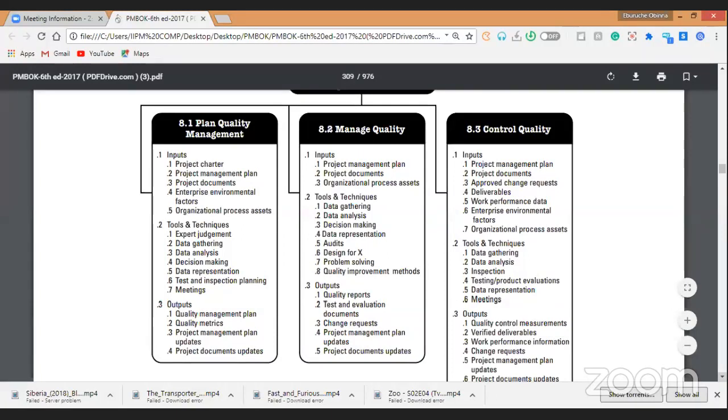We've been hearing of these over and over again, right from the time we talked about project integration. So we understand what the project charter is. We understand what the project management plan is. We understand what project documents are. We understand what enterprise environmental factors are. We understand what organizational process assets are. So now that we know them, why do we need these inputs for planning quality?